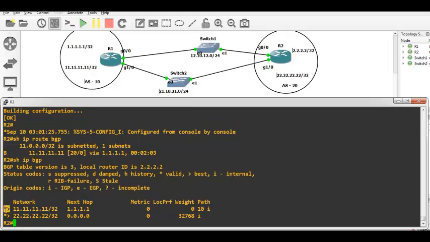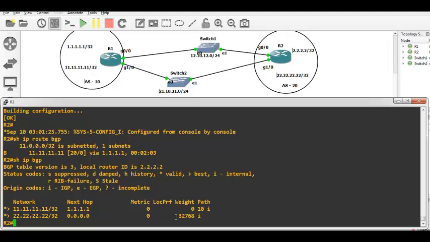We see this. The 11 network is learned from autonomous system 10 and it is valid and best. Only those routes that are valid and best will be seen in the routing table. It should have both the asterisk and the greater than symbol. And what you see here is 22 is locally advertised. The next hop is 0.0.0.0. For locally advertised routes, a high weight is given dynamically, 32768.